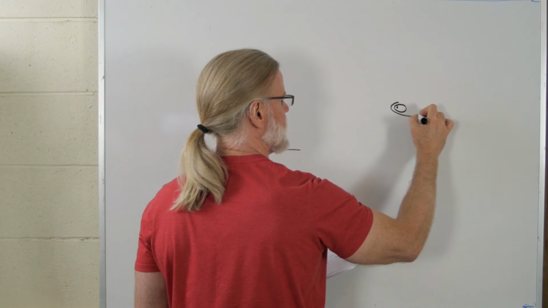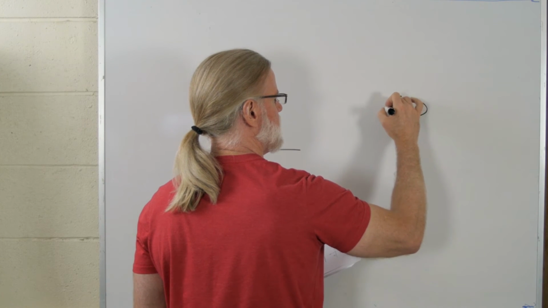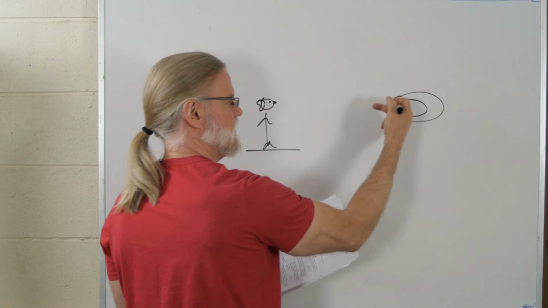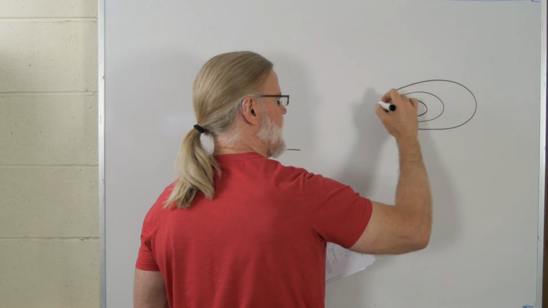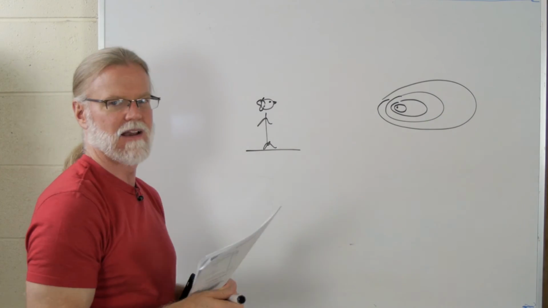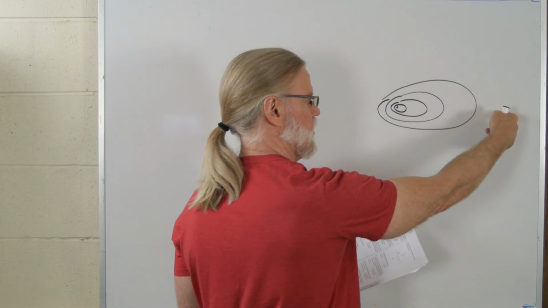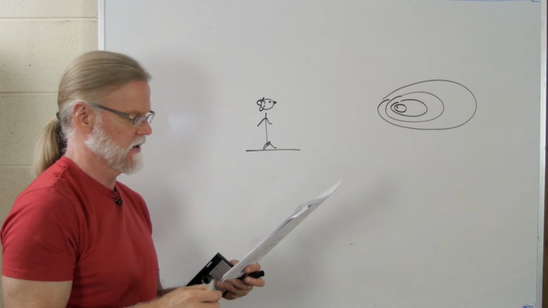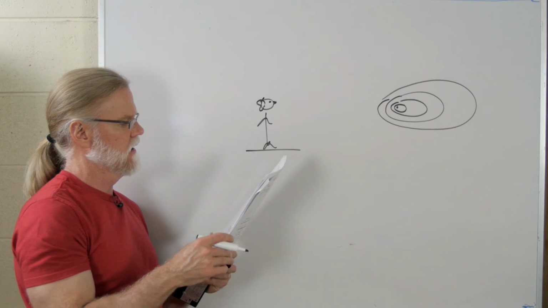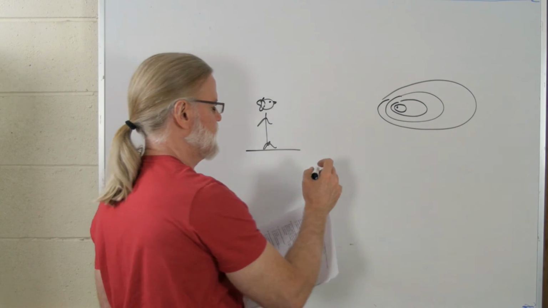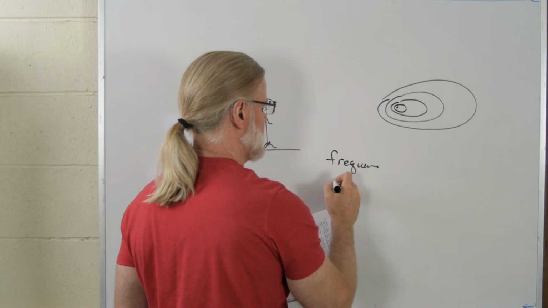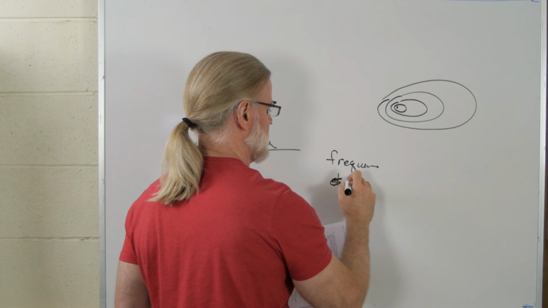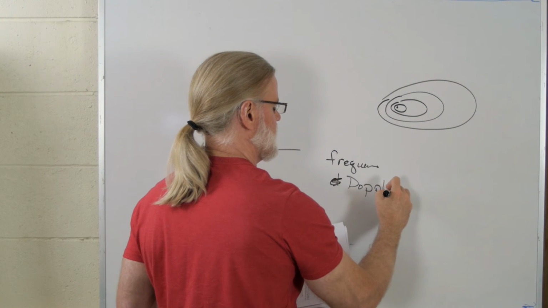The waves are bunching up on this side, giving us a higher frequency, shorter wavelength, and they are wider behind. So the person over here would hear a lower pitch. Here they hear a higher pitch, a greater frequency. And this is called the Doppler effect.